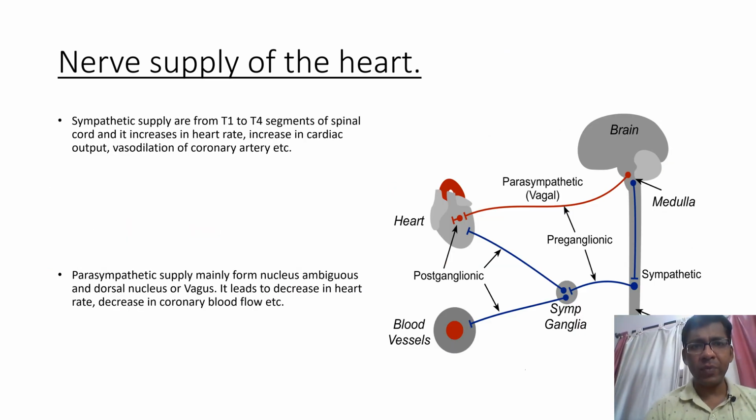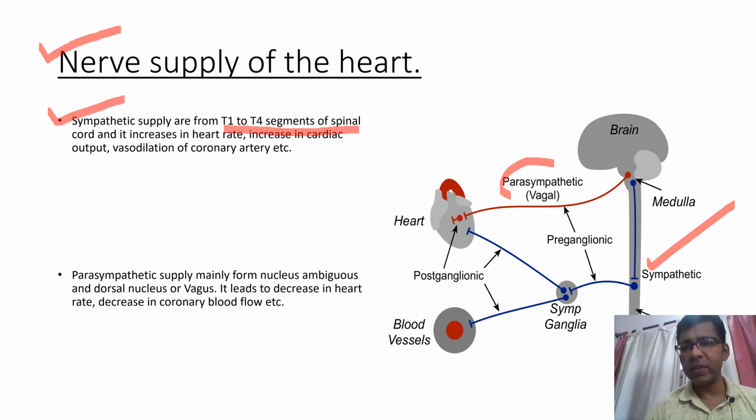Coming to the nerve supply of the heart, like each visceral organ, it must have parasympathetic supply and sympathetic supply. The sympathetic supply comes from the T1 to T4 segments of the spinal cord. This is the spinal cord, and T1 to T4 segments supply it. And what is the action of sympathetic supply on the heart? It increases the heart rate. Remember these things, very important from your pharmacological point of view. The sympathetic supply increases heart rate, increases cardiac output and causes vasodilatation of the coronary artery.